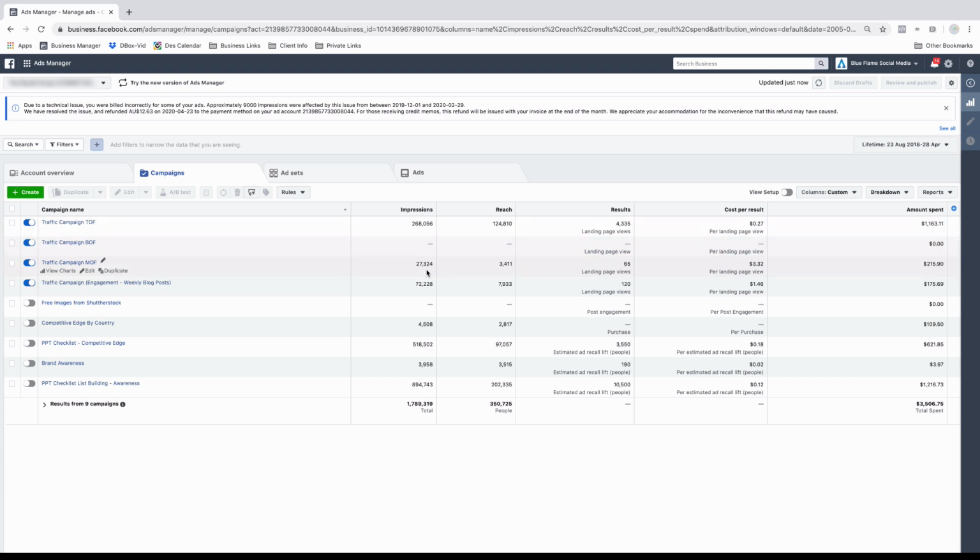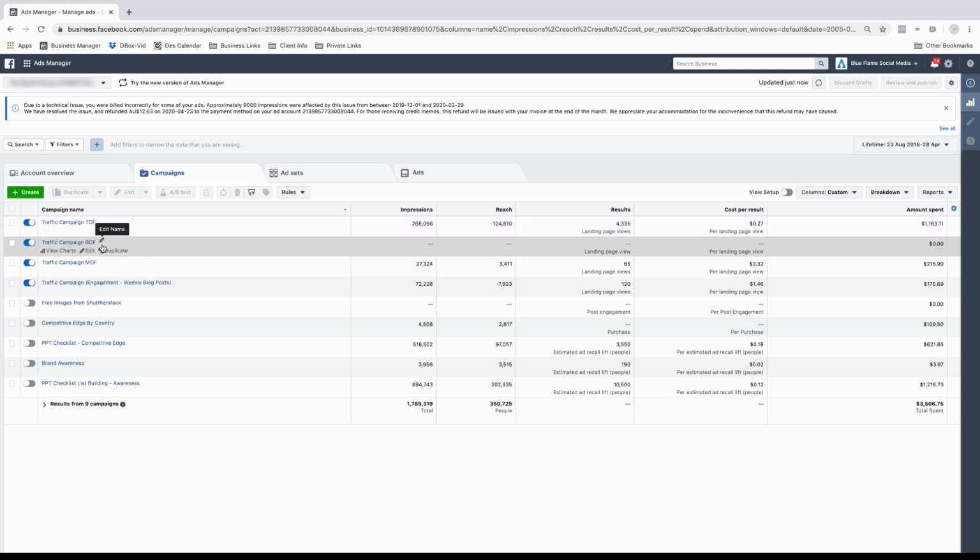Well, I can see my impressions have dropped massively, my reach has dropped massively, and my landing page views are only sitting at 65. So if I'm looking at my landing page views, and people coming back and looking again at my website is only at 65, I know there's a problem. I can also see my cost per landing page view is $3.32 when my cost up here was only 27 cents. So this is telling me there is an issue.